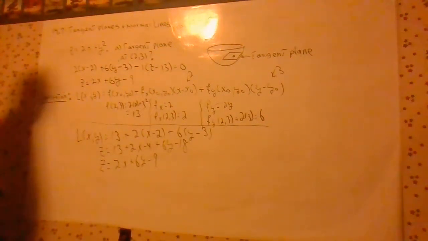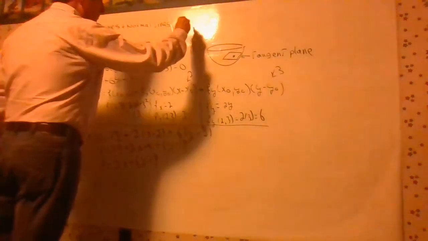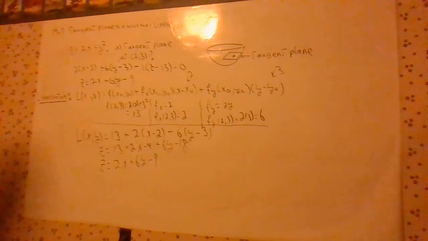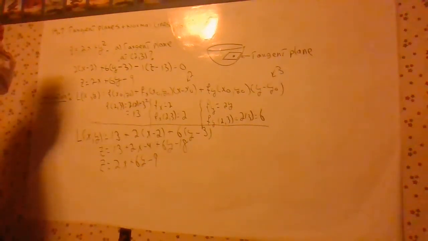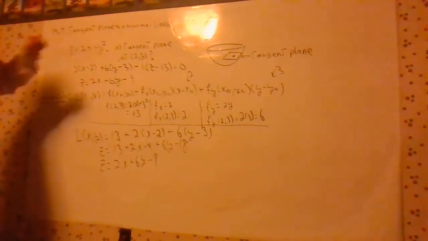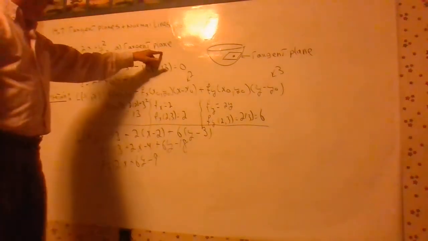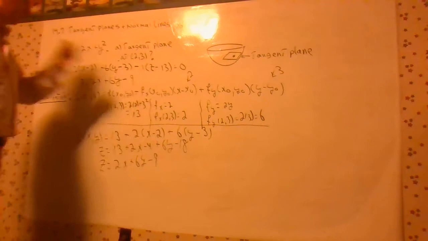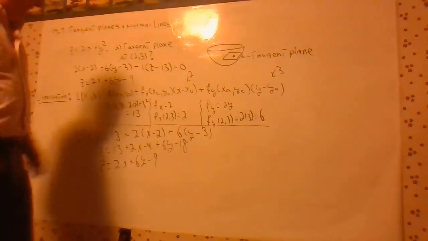14.7 Tangent planes and normal lines, part 2. We left off with this problem, z equals 2x plus y squared. We wanted to find the tangent plane at the point (2, 3), which is a horizontal point. The 3D point is really (2, 3, 13).